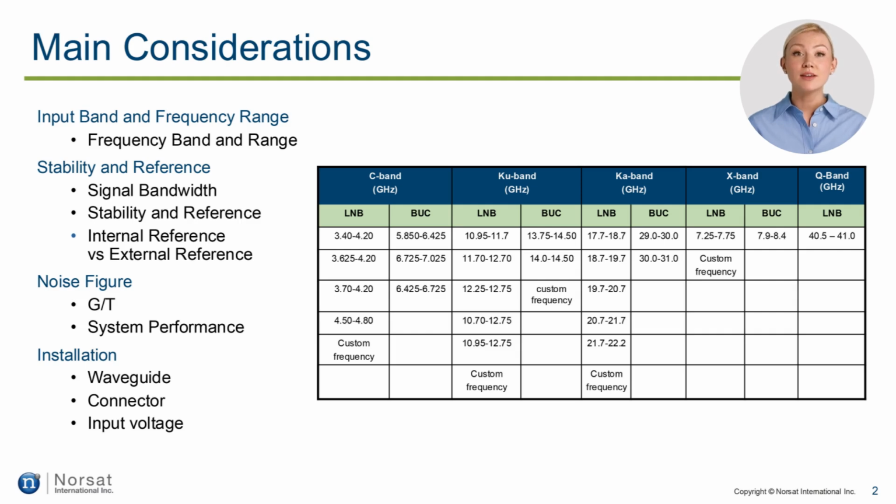The second parameter is the stability and reference. These parameters are also related to the signal bandwidth used. The bandwidth is the amount of information contained in a signal, expressed in hertz. On large signals, the precision of the downconversion might not need to be high. However, the smaller the bandwidth, the higher the precision required to avoid interfering with adjacent signals, and for the equipment to properly receive information on the signal.